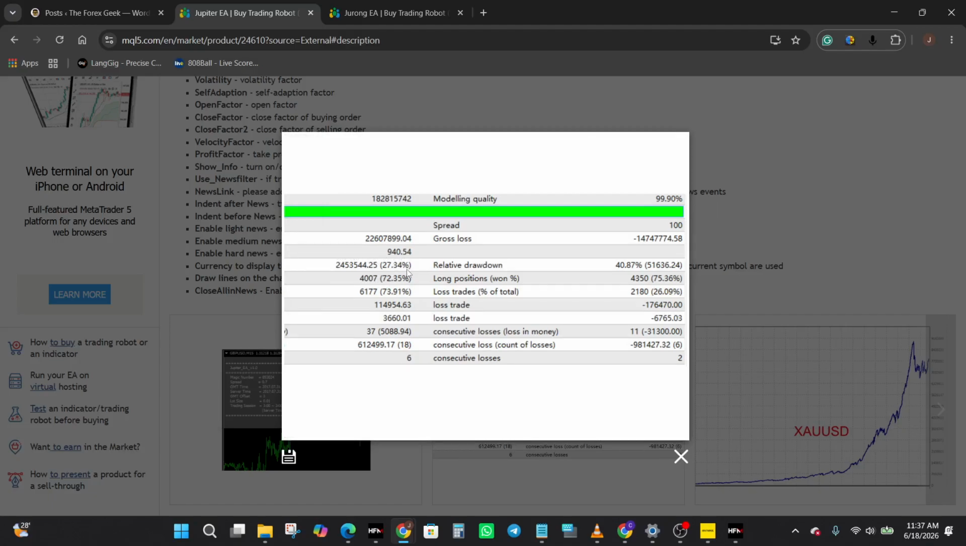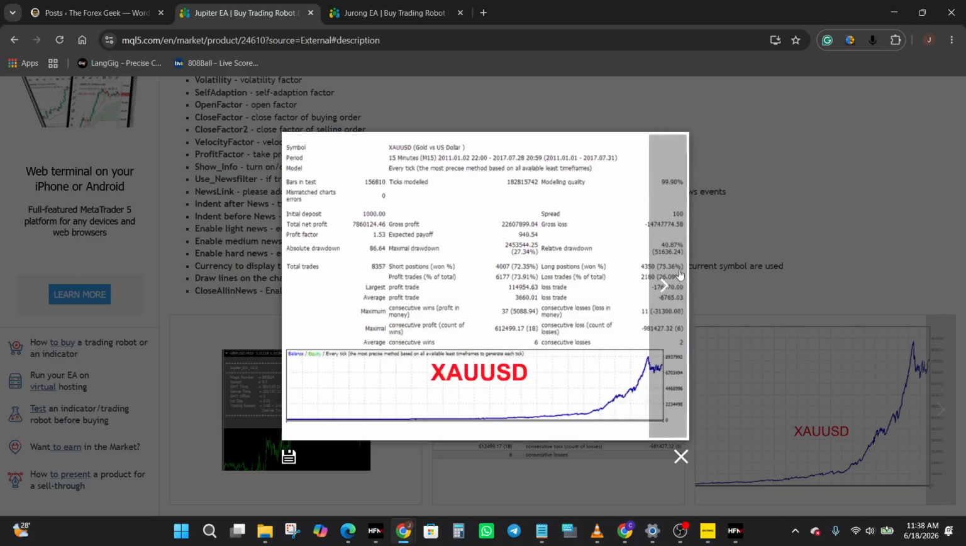And then this shows us about 4,007 profitable trades. I guess we're just going to go straight to our strategy tester. Okay. So we have a more complete image here.